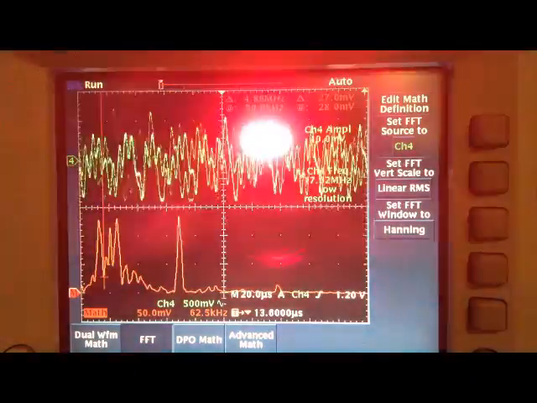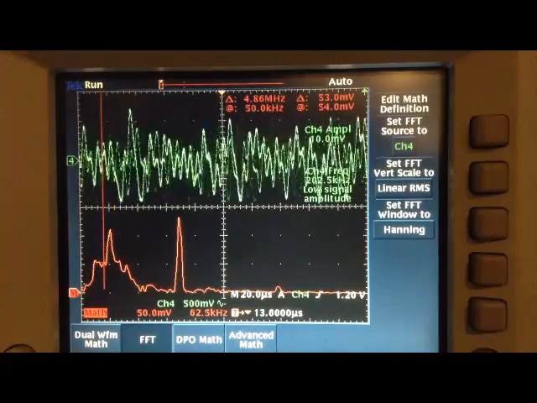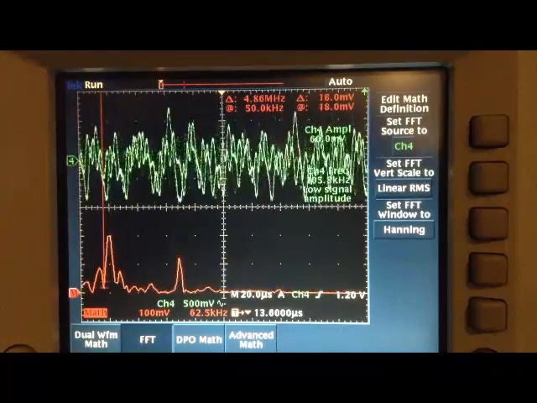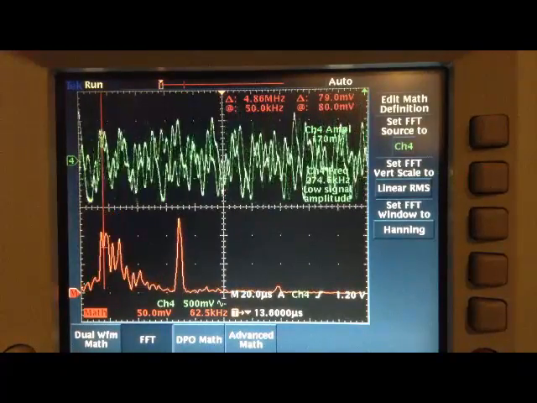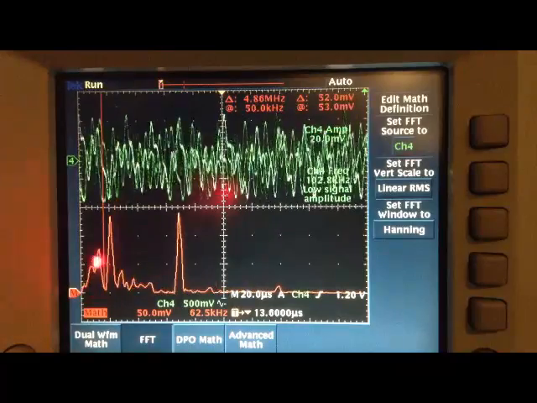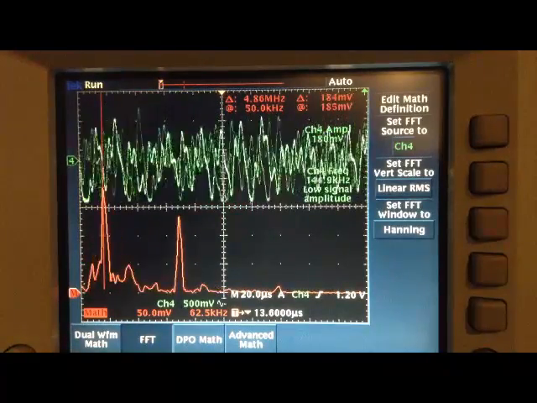The green trace on the top is the actual signal coming out of the tube. The bottom trace is a fast Fourier transform of that signal, and it shows the frequency components. At the bottom here you can see a bunch of stuff shifting around.